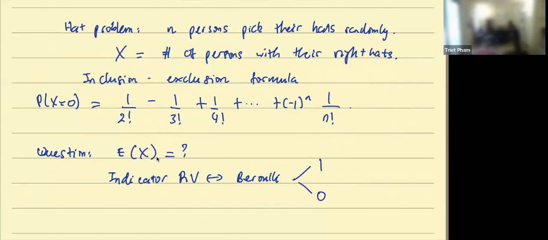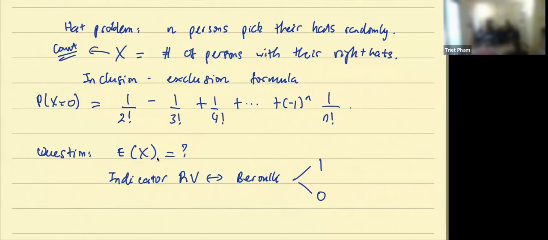Here, notice X is a counting random variable, isn't it? It counts the number of people with their right hats. And how do you count? Very simple. You go through the first one and check whether that person gets their right hat or not, and then the second. You can put your finger up. When do you put your finger up? You put your finger up when the person gets their right hat.